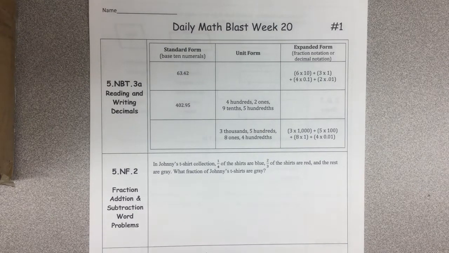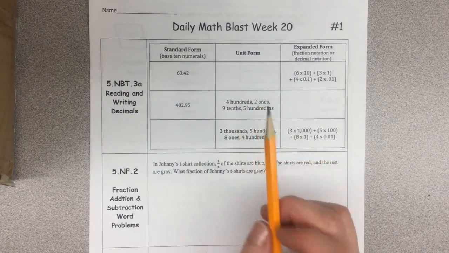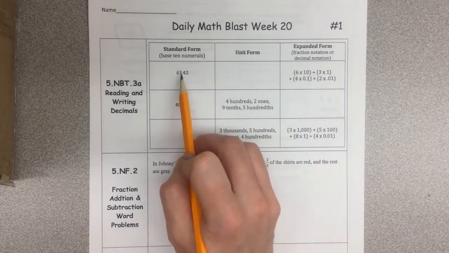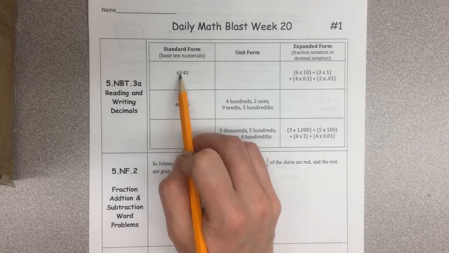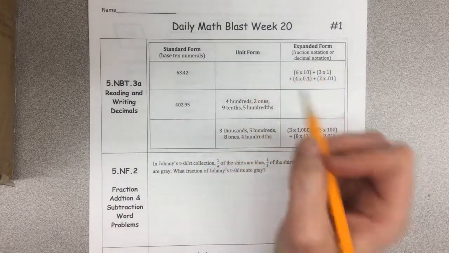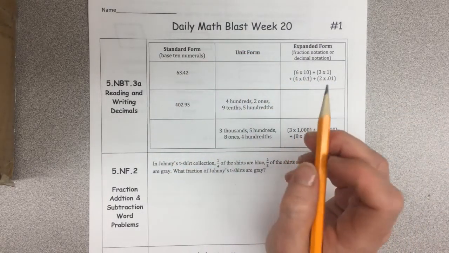Math Class 20, Reading and Writing Decimals. Here we see a table with standard form, unit form, and expanded form, and we need to fill in the missing boxes. In the standard form, we're given 63 and 42 hundredths. So in the unit form, I'm going to represent what each of these digits is in terms of place value.